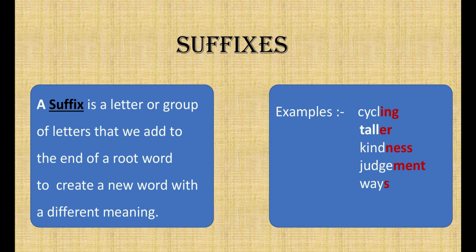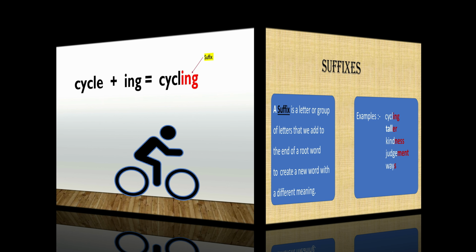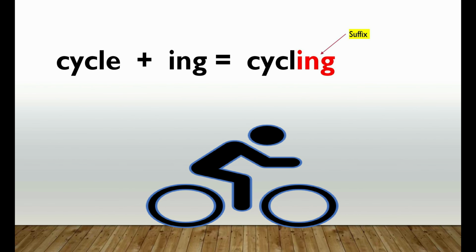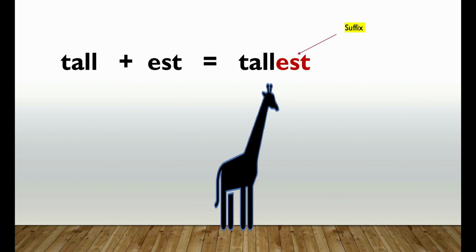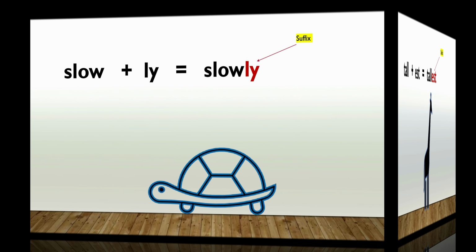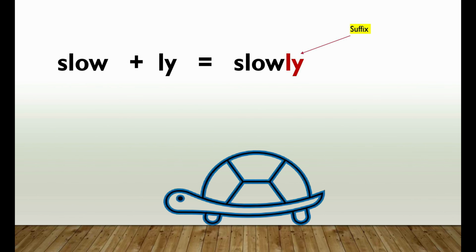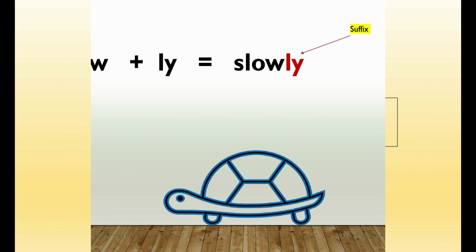Let's see the example cycling. Here the root word is cycle, to which when we add the suffix ing we get a new word cycling. Similarly, we can change the adjective tall to its superlative form by adding the suffix est at the end to get the word tallest. And in this example, by adding the suffix ly at the end of the word slow, we get a new word slowly. Now let's see the uses of suffixes.